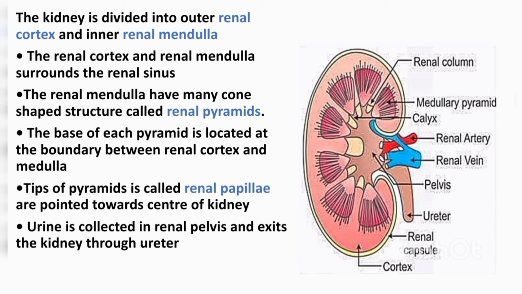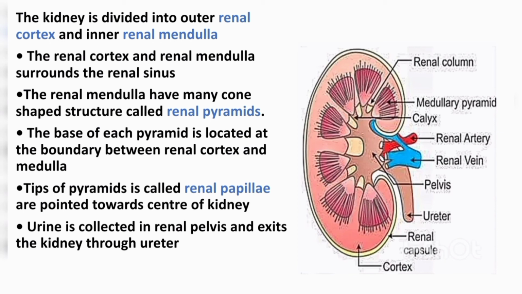In this picture the renal sinus is not labeled, but to the left of the pelvis, as you can see, there is a hole-like structure. It is called the sinus. This hole-like structure, the renal sinus, is surrounded by the renal cortex and the renal medulla. The renal medulla has many cone-shaped structures called renal pyramids.